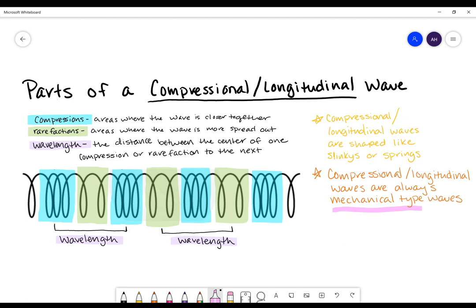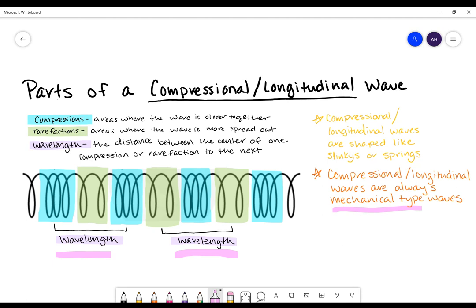This one's a little bit different than on a transverse wave, but they are extremely similar. The wavelength is the distance between the center of one compression or rarefaction to the next. So there are two places that we can measure it on this wave. You can measure it between two compressions or two rarefactions.